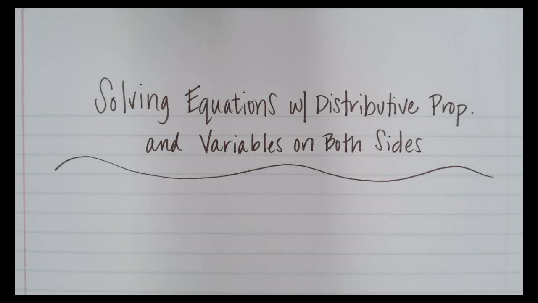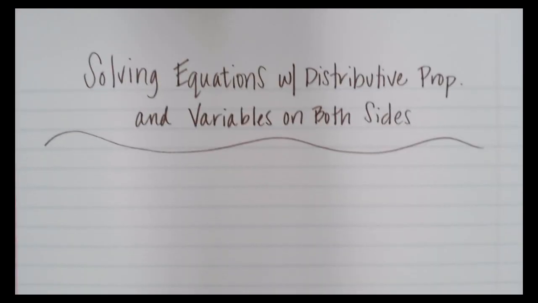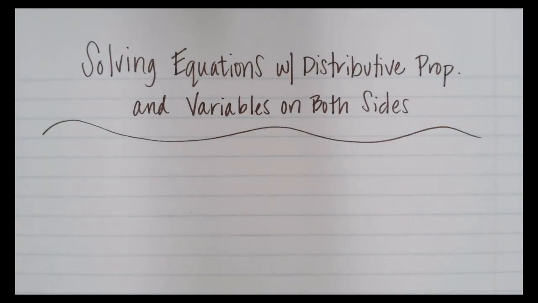Hi everybody, in this video we are going to work on solving equations that have distributive property on both sides, which means we'll have variables on both sides. So we know how to deal with equations that have distributive property, and we know how to do equations with variables on both sides. So this is just a combination. Not really anything new, just more of what we were doing put together. I have 3 examples for us to work through, so let's get started.